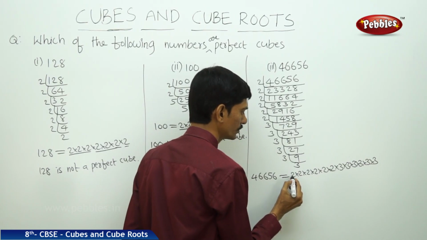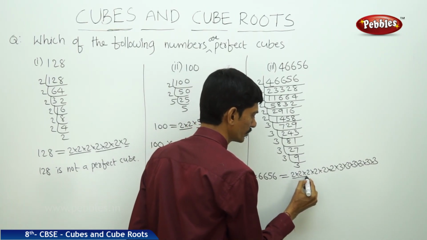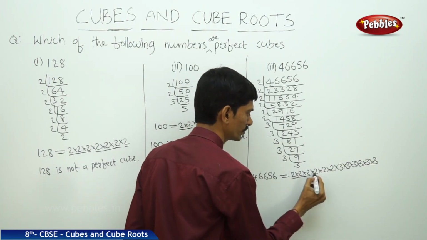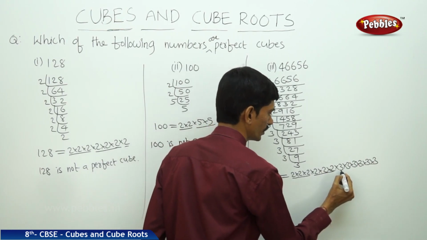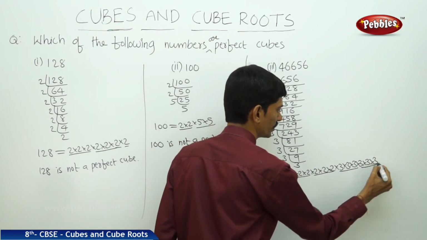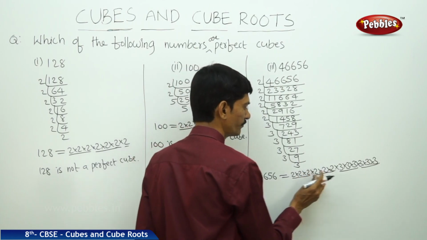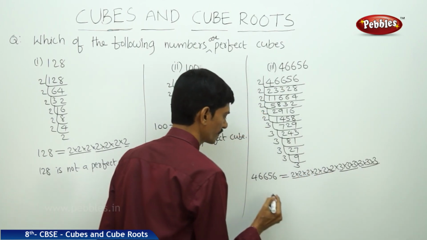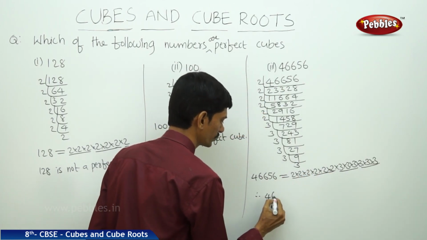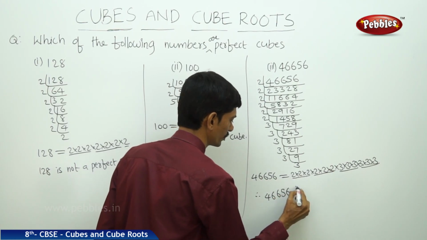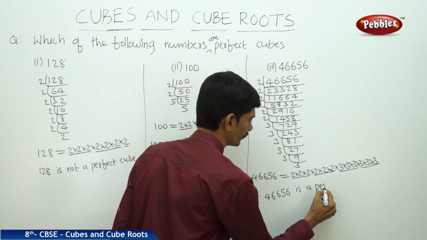So we can make the groups of 3. So 3 2's, again 3 2's, 3 3's, again 3 3's. So each prime factor appears 3 times. Therefore, 46,656 is a perfect cube.